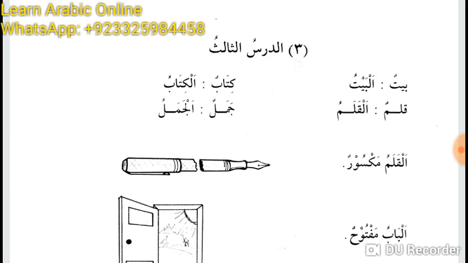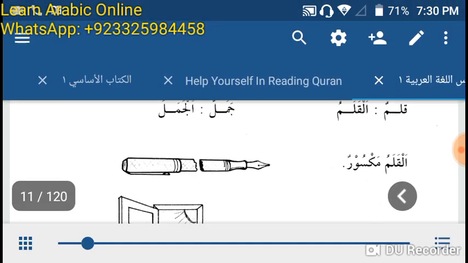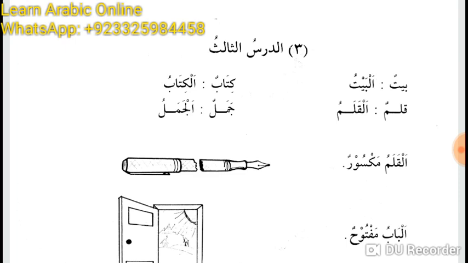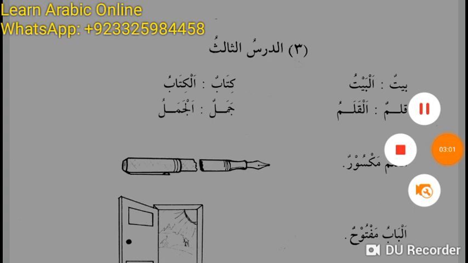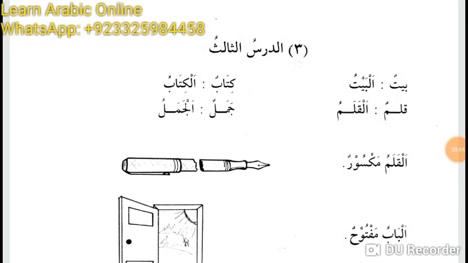Jamalun, a camel. Al-Jamalu, the camel. Now tell me, what is the difference between a camel and the camel? The camel is a specific one, and a camel is a non-specific camel. Good. The same thing is in Arabic. Jamalun means a camel, Al-Jamalu the camel. Jamalun is a non-specific camel and Al-Jamalu a specific camel.